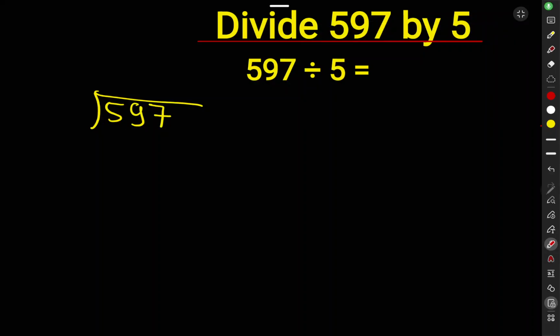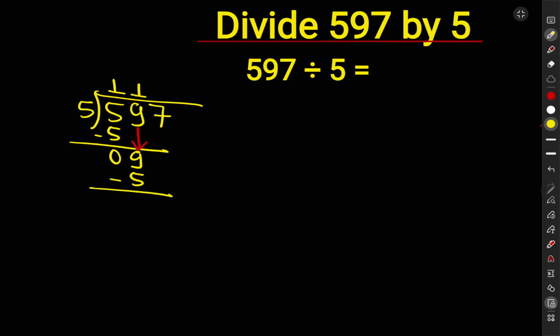We divide 597 by 5 in a long division method. 5 times 1 is 5. On subtracting we get 0. So now we put down this 9 and 5 times 1 is 5.